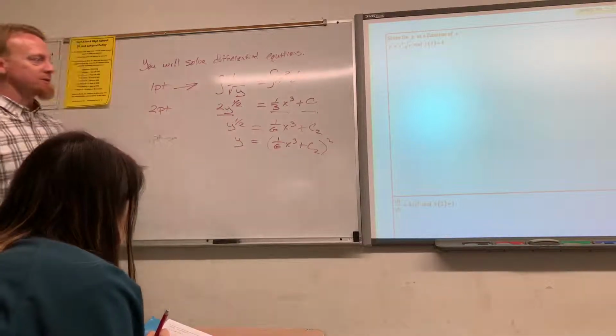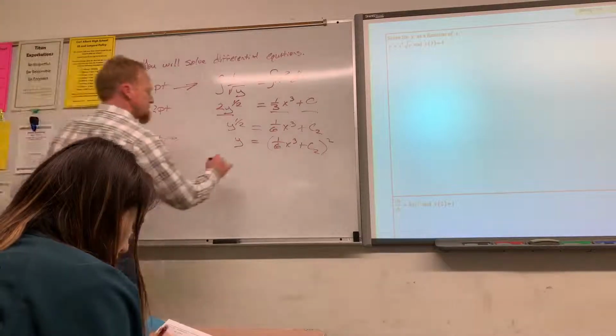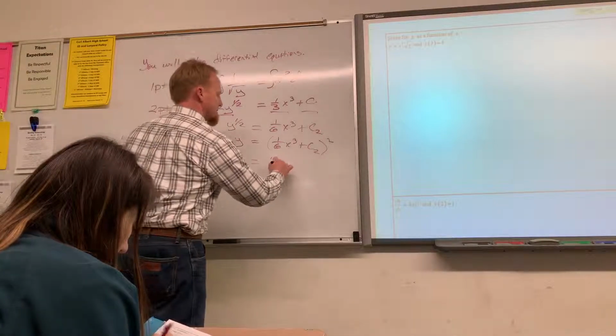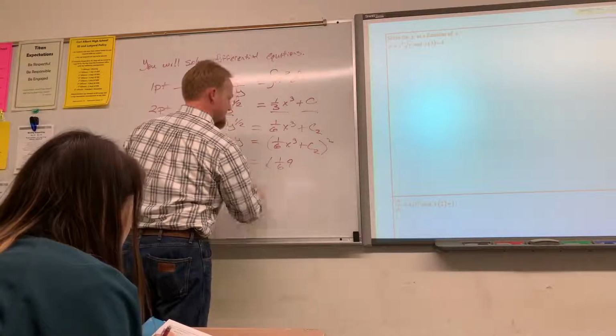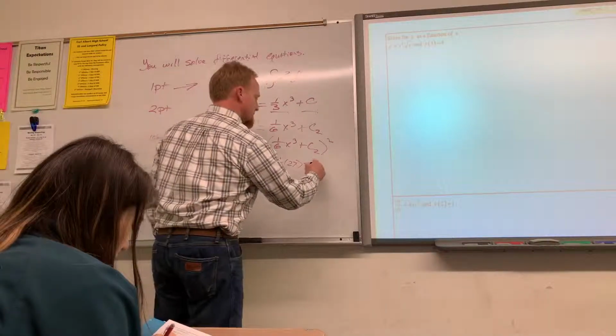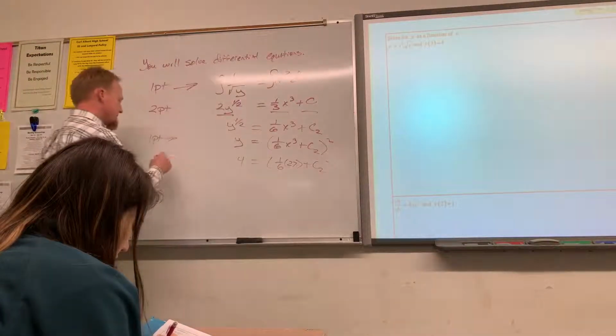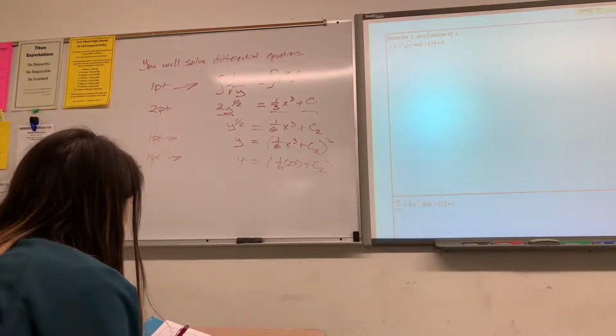Now I want to get the particular solution. So what do I do to get the particular solution? Plug in. So I'm going to have 4 equals 1/6 times 27. 3 cubed is 27. Plus c2. Now what I did right there is also a point. When you plug in the initial condition, you get a point.